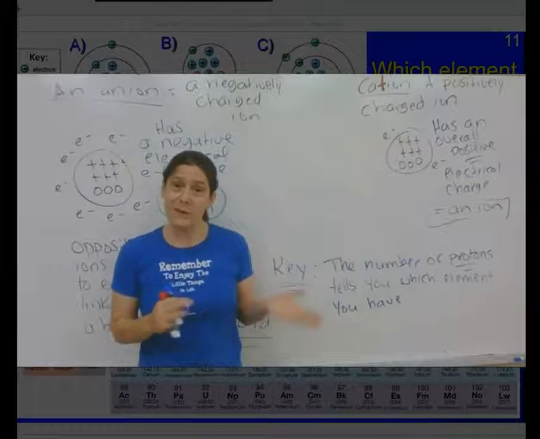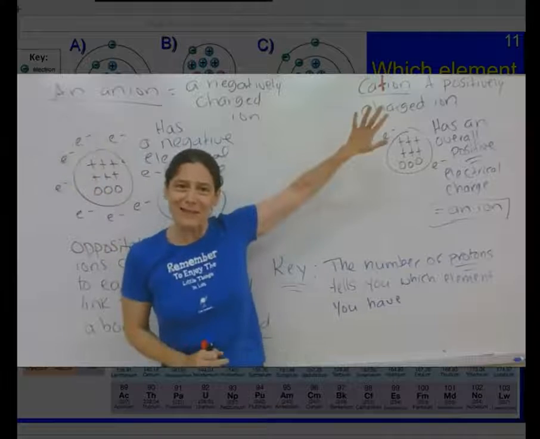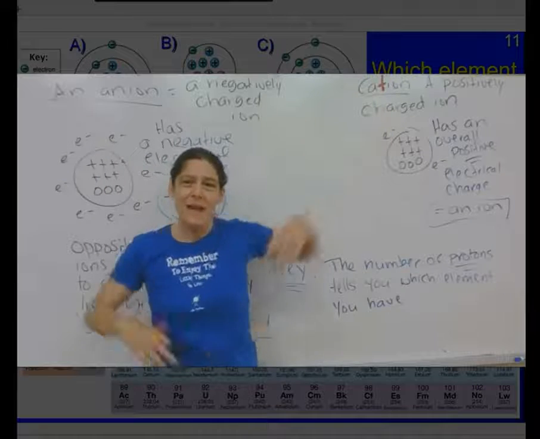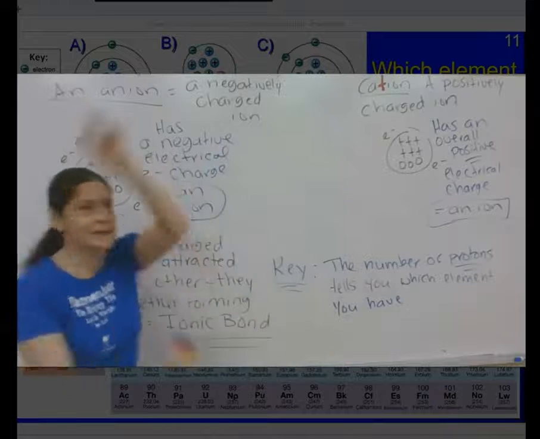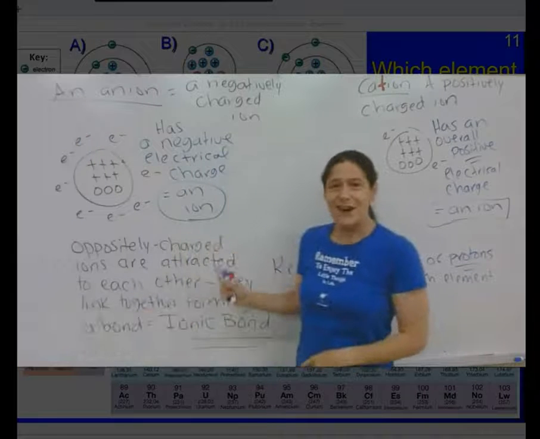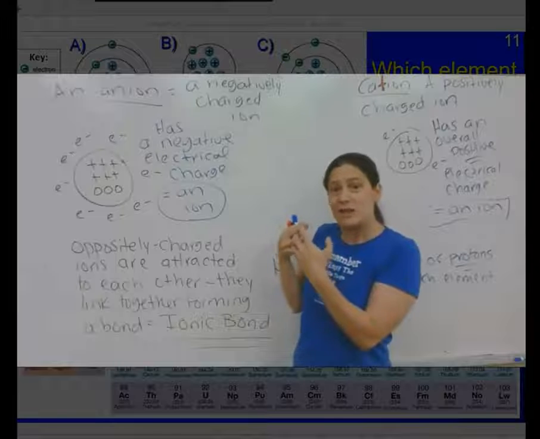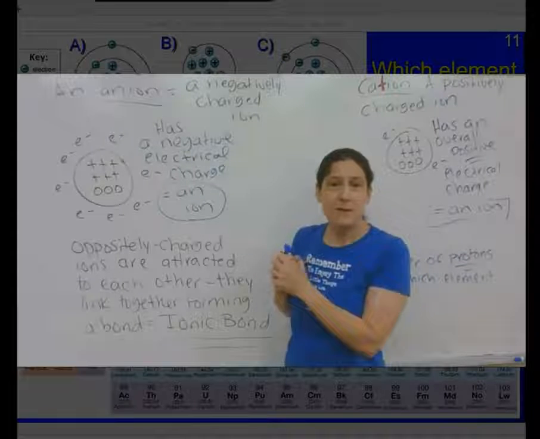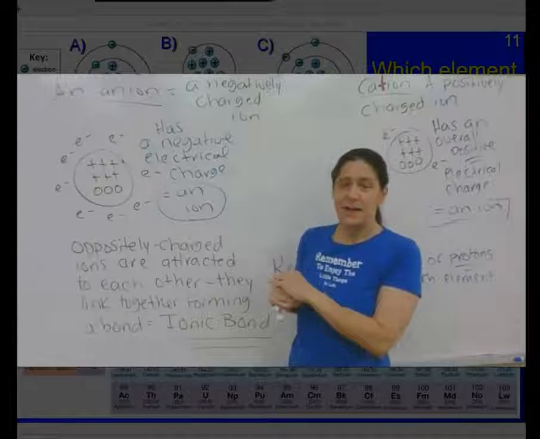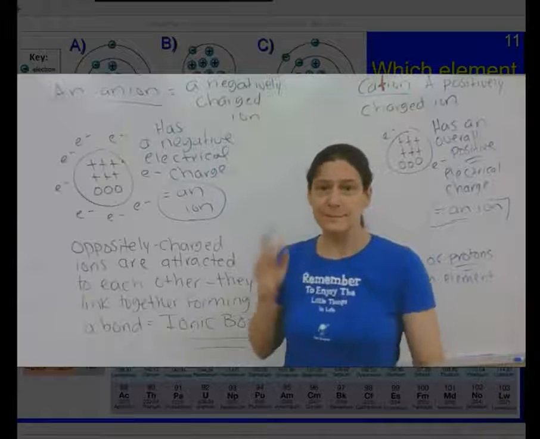So ions are atoms with electrical charges. When they have positive electrical charges, we call them cations. When they have negative electrical charges, we call them anions. Oppositely charged ions, cations and anions, are electrically attracted to one another. They'll link together, forming bonds. This kind of a bond is called an ionic bond. And again, it's the most common way that minerals form.